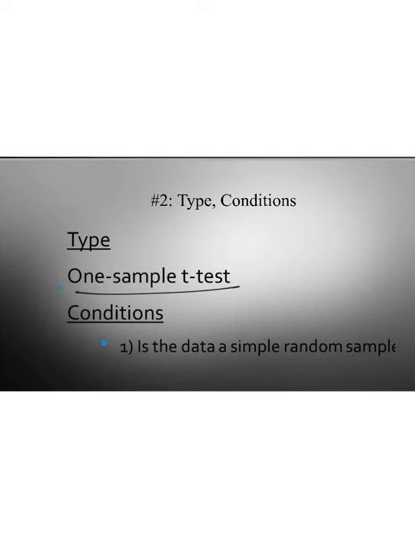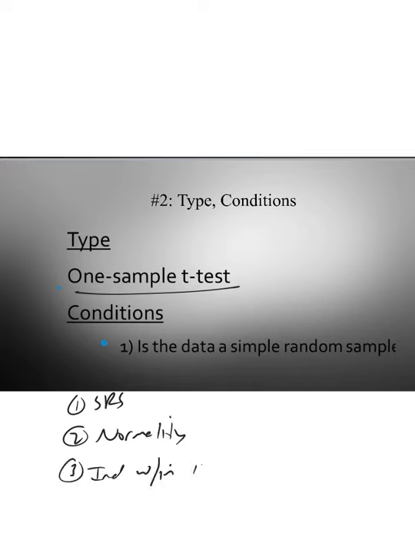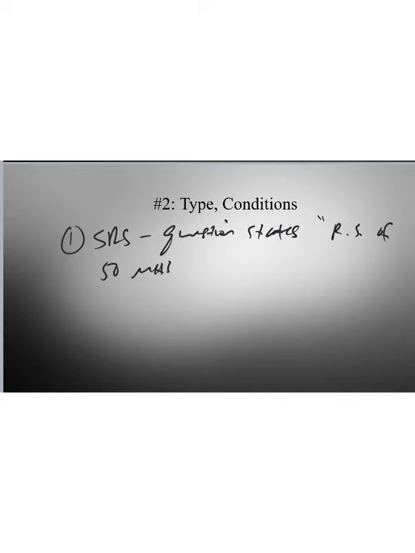Now, the conditions are very similar to what we had in the first lesson. First of all, this is a one sample t-test, and our conditions, again, are SRS, normality, and the independence within, which is 10n is less than capital N. In this particular problem, again, the question states, and I won't write it all again, but the question states, and then we quote it, random sample of 50 MHS students.